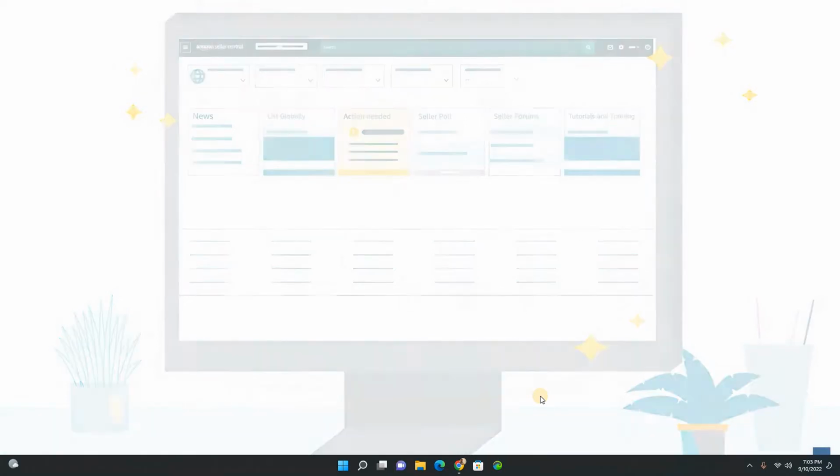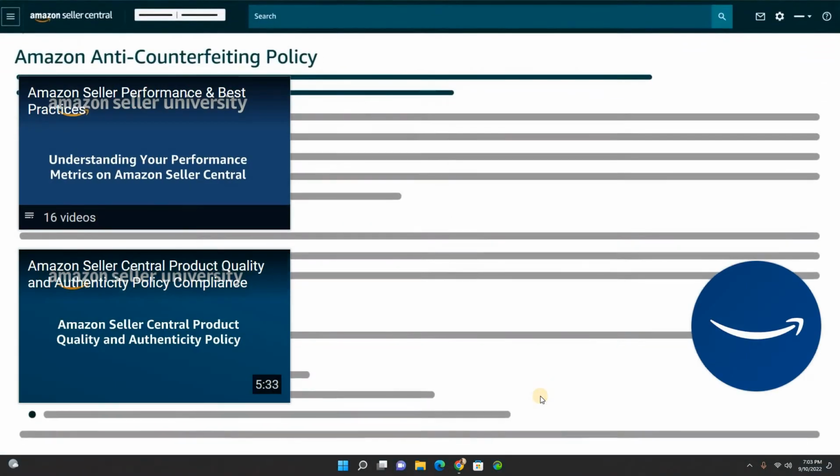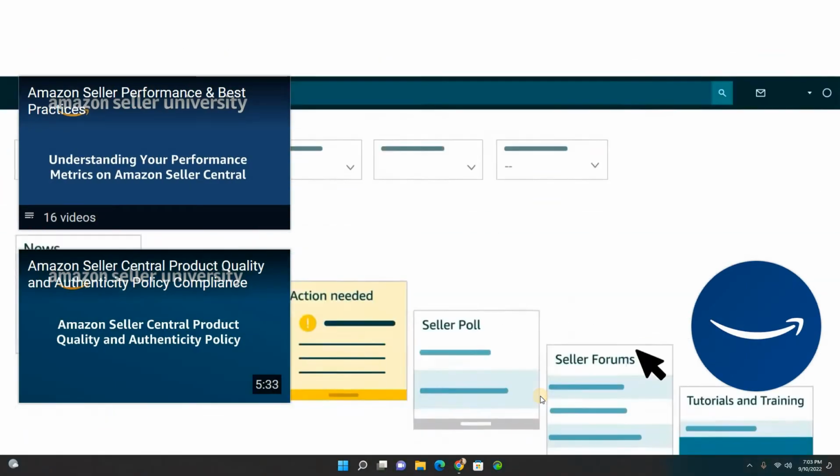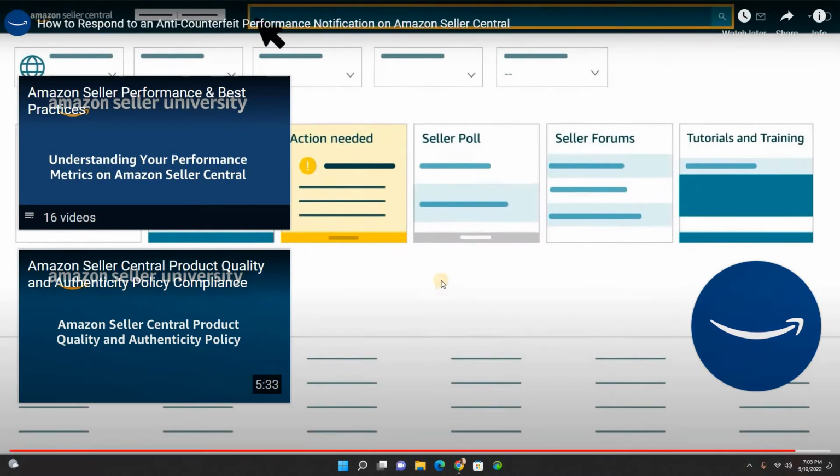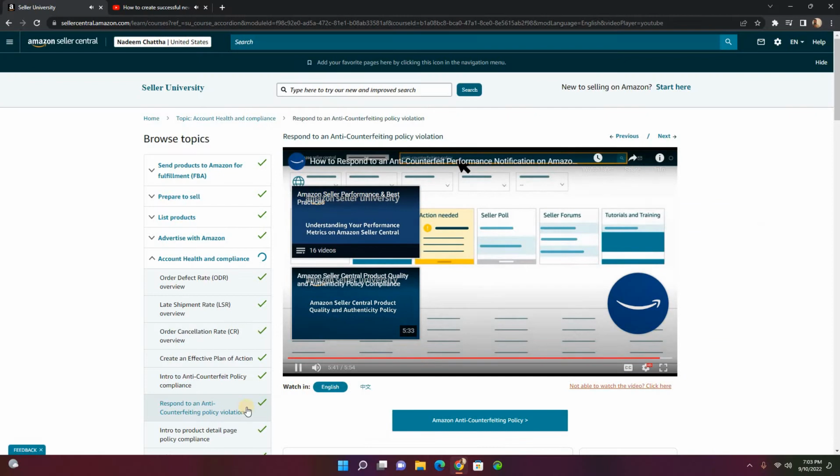Remember that you can view the anti-counterfeiting policy by going to Seller Central's homepage. Type anti-counterfeiting policy in the search field located in the top right corner of the page.